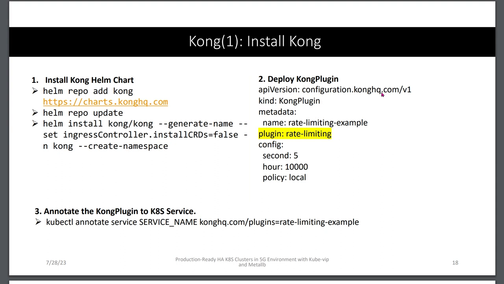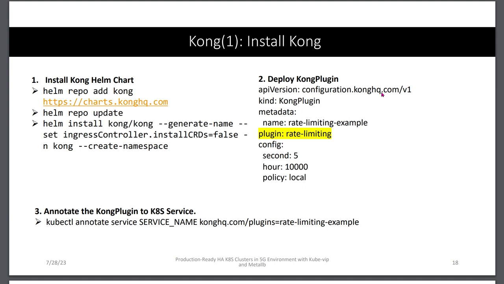Okay, and the third thing is Kong. Kong is the same, you add the Helm chart. And after you add the Helm chart, there's a CRD called Kong plugin. This is just an example. Within the Kong plugin, there's maybe a plugin with the functionality of rate limiting. So I can say, how many API calls can I get per second? 5. How many can I allow for an hour? 10,000. What happens is if you exceed this rate, the API access will be denied. So you cannot access it anymore.